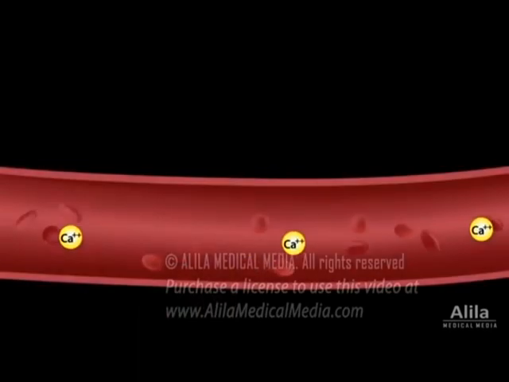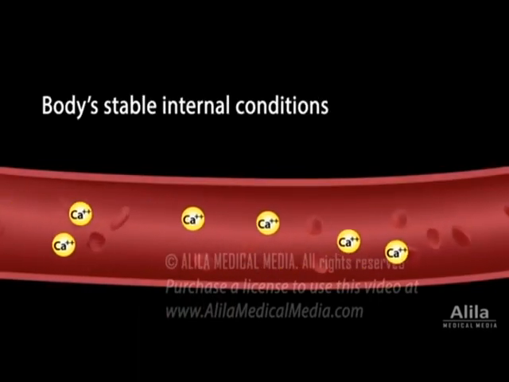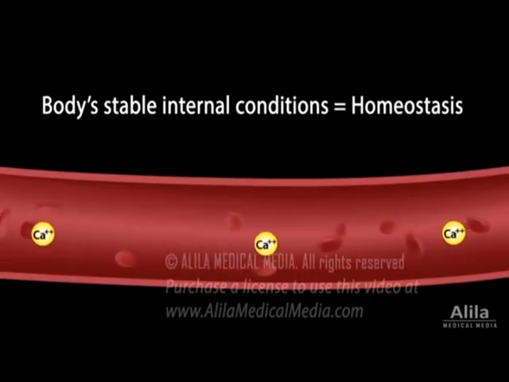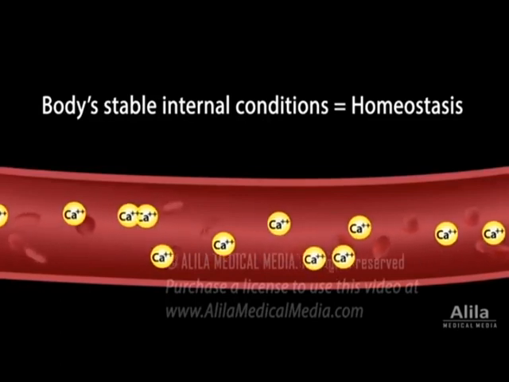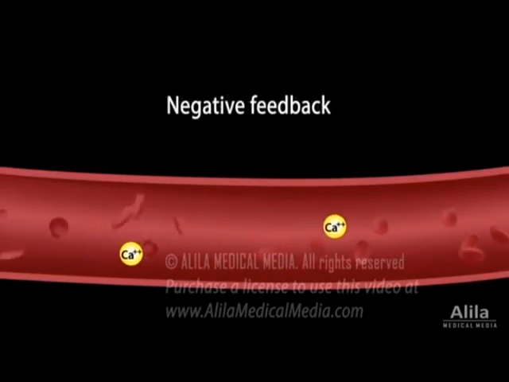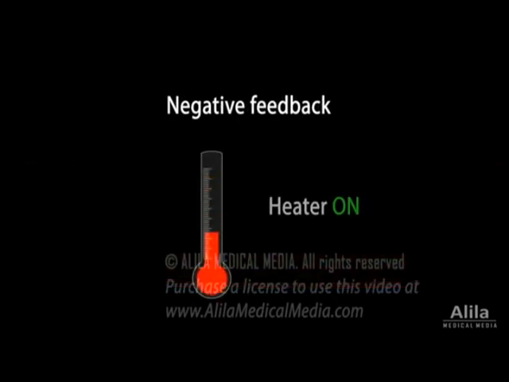A major role of the endocrine system is to maintain the body's stable internal conditions, or homeostasis, such as blood sugar levels or serum calcium levels. To do this, it utilizes negative feedback mechanisms, which work very much like a thermostat. The heater is on when the temperature is low, off when it's high.